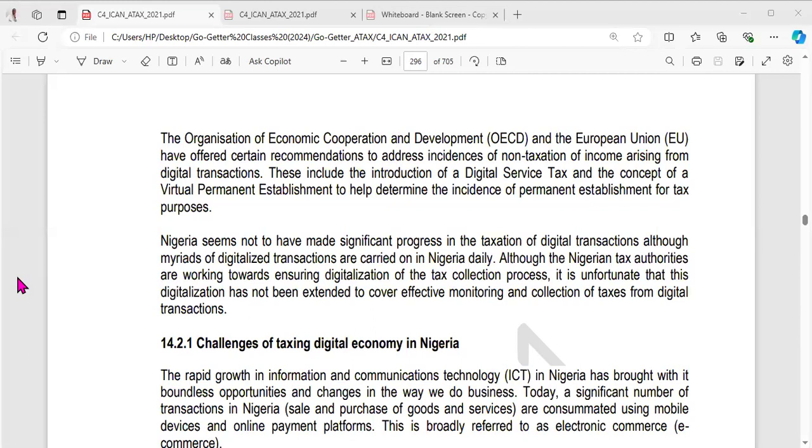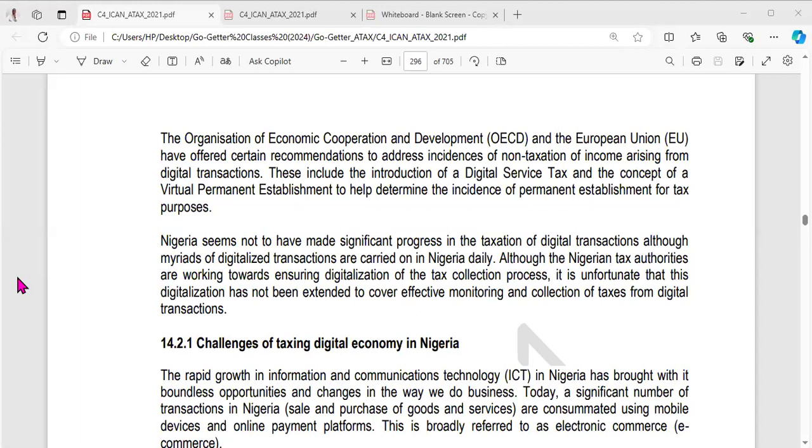And so Nigeria are not taxing enough. They have not made significant progress in taxing all these digital transactions. So a lot of these transactions are escaping the Nigerian tax net. Although the Nigerian tax authorities are working towards ensuring digitalization of the tax collection process, it is unfortunate that this digitalization has not been extended to cover effective monitoring and collection of taxes from digital transactions.